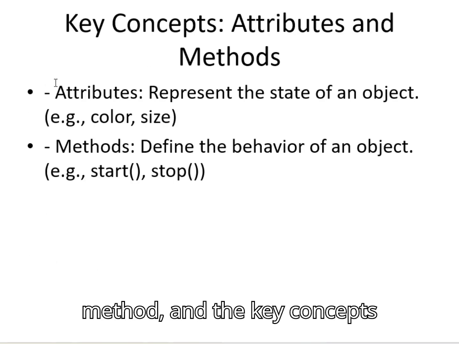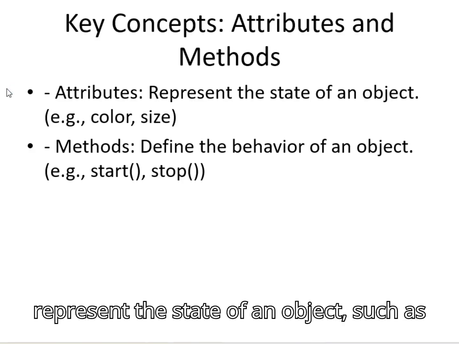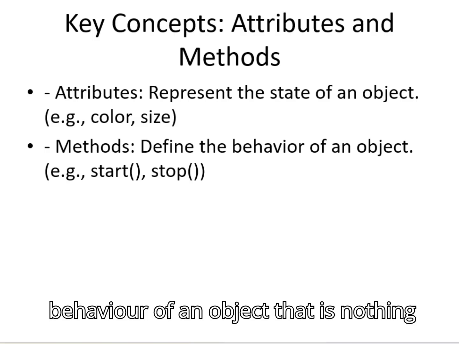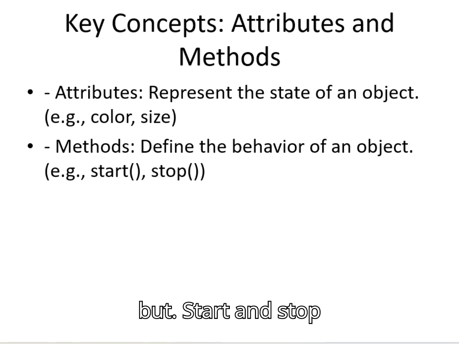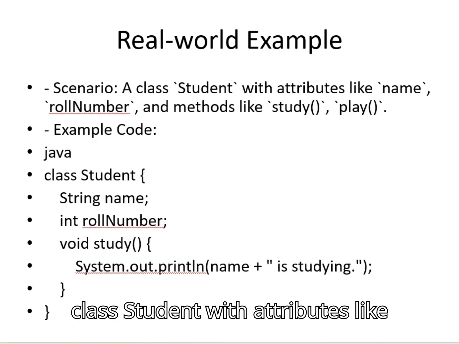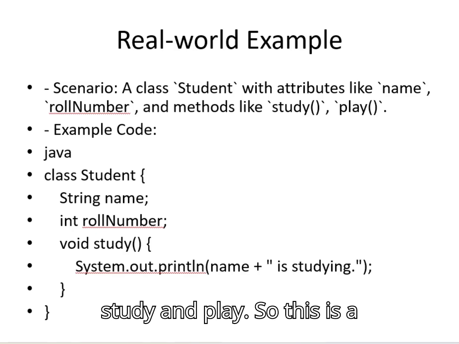And the key concepts, attributes and methods. Attributes represent the state of an object such as color and size. Methods define the behavior of an object, such as start and stop. The real world example scenario: a class student with attributes like name, roll number, and methods like study and play.